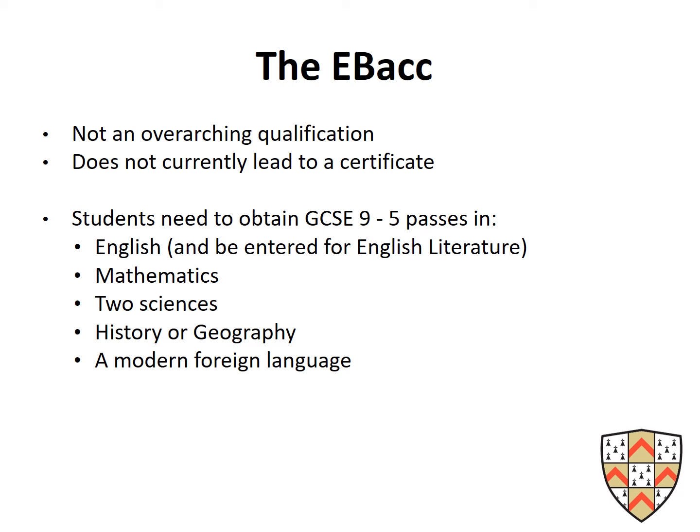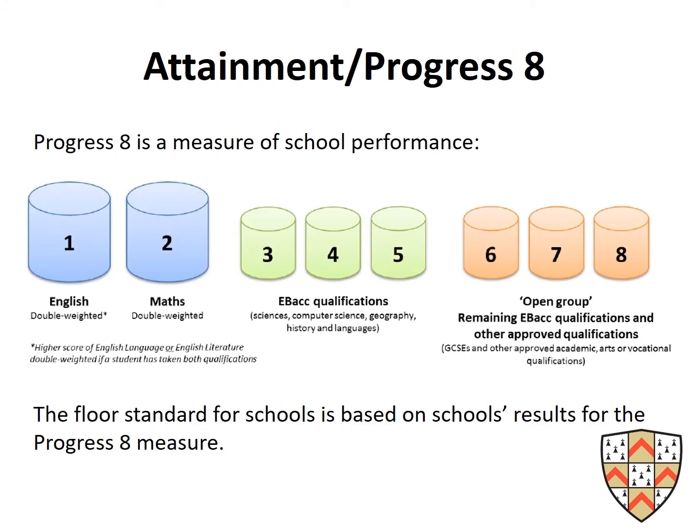If students do this, they don't get a qualification at the end of it, but it's just something that the government thinks is a good thing for students to do. So I've mentioned a little bit about attainment and progress. This is how it is worked out. They're double weighted for English and Maths, so effectively they add together their top 8 GCSEs, double weight the English and Maths and divide it by 10, and that gives the floor standard that we are judged against.